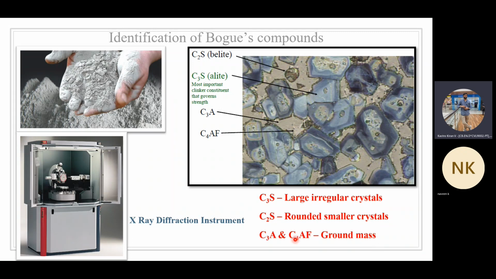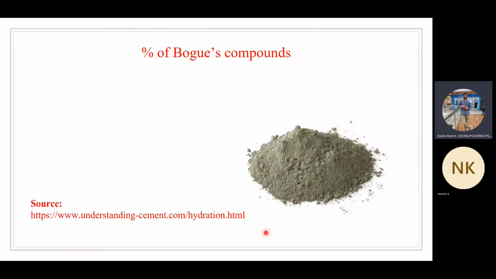And then C3A and C4AF are basically available in the form of powder. You can see on the surface of the material a small powder kind of material everywhere. So all that powder is called C3A and C4AF. So that's how you can identify the Bogue compounds under the XRD instrument. Right? Again, we need to discuss much more about that.